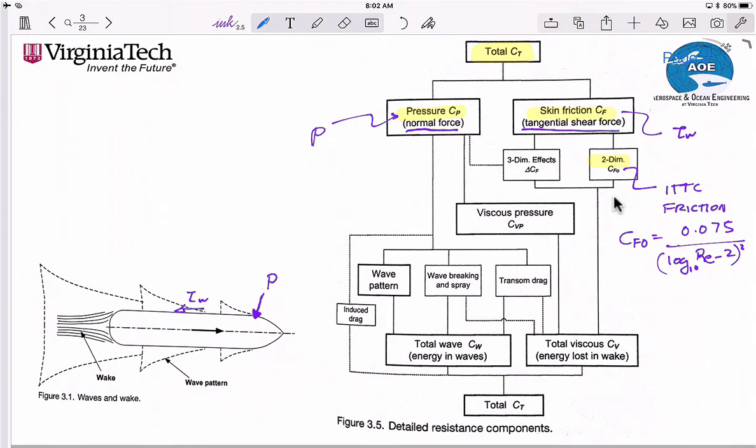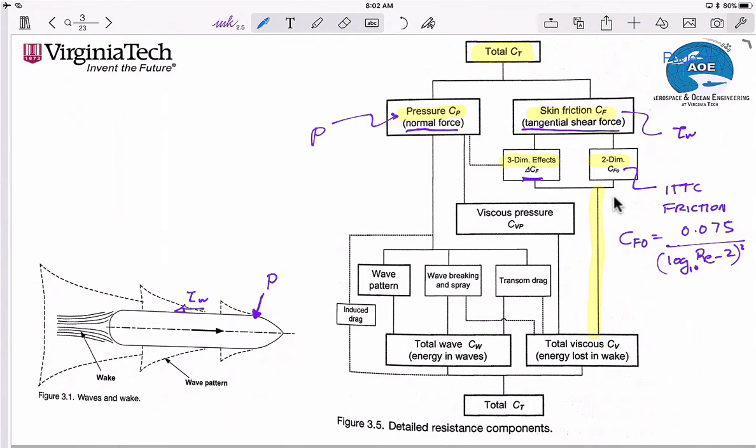The pressure also feeds into three-dimensional effects as some correction, delta C sub F. You can see it here. We'll talk about that over time, but that's a three-dimensional effect. Together, these two give you the pressure resistance, okay, the primary component of the pressure resistance.